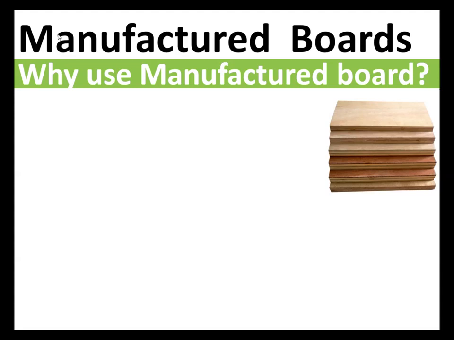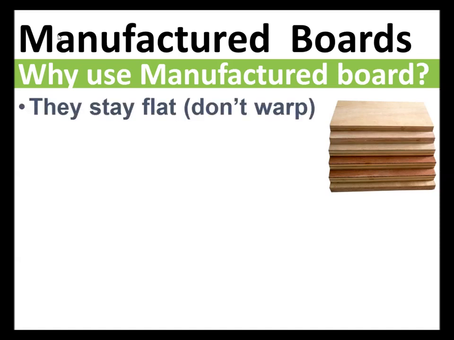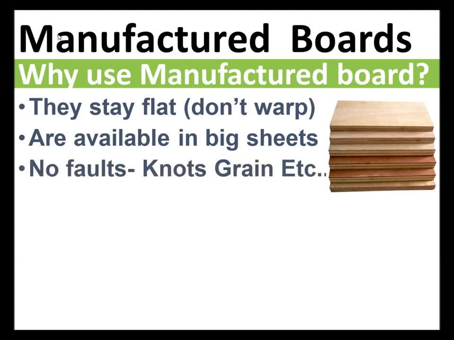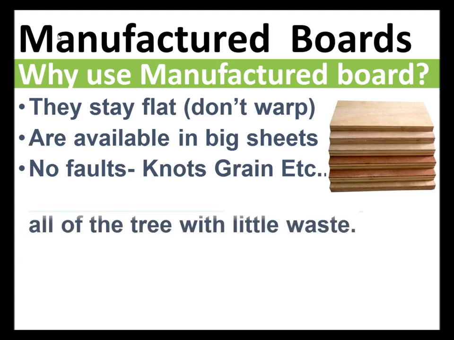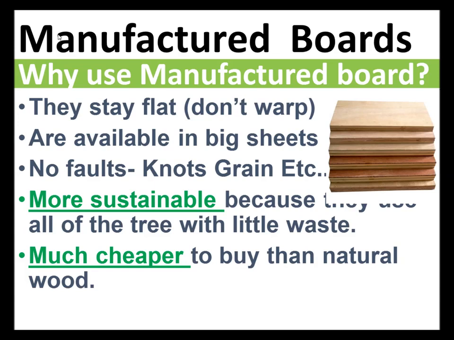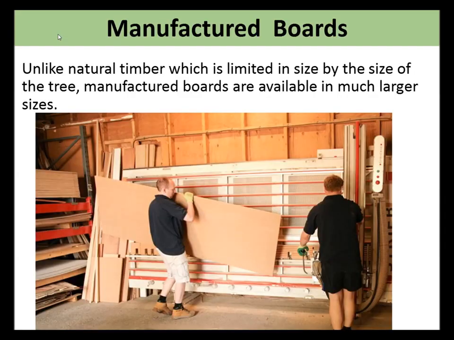So the first thing for manufactured boards is, why would you use manufactured board? What are the advantages of using manufactured board over solid timber? We've got a picture there of some plywood, and obviously they stay flat. They're not prone to warping or twisting. They don't have any faults that timber has. They're available in large sheets, so there are no knots or grain or anything like that. They're more sustainable because they can use much more of the tree with much less waste. And they're cheaper to buy than natural timber or solid timber. So there are the advantages of using manufactured board.